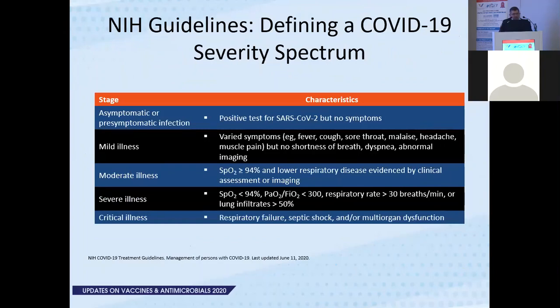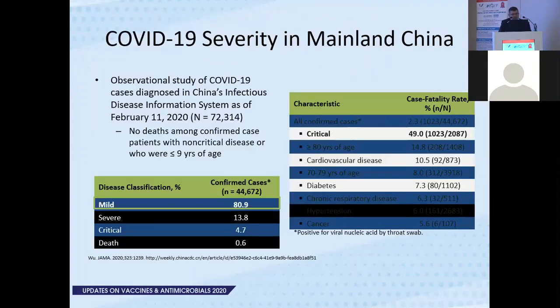The National Institutes of Health guidelines for the COVID-19 severity spectrum mainly count on oxygen saturation. If a case has pneumonia with saturation lower than 94%, they consider it severe illness. So I think we need to prepare for the management of symptomatic, mild, moderate, and severe cases, and check the updates and management for these different categories.